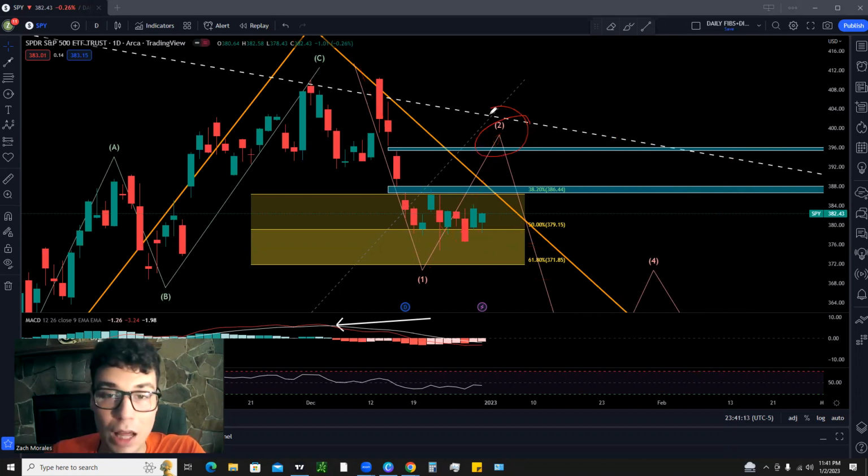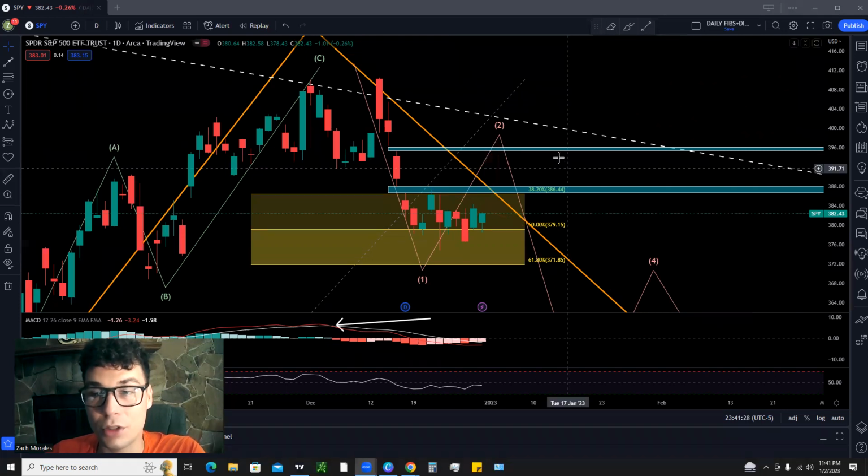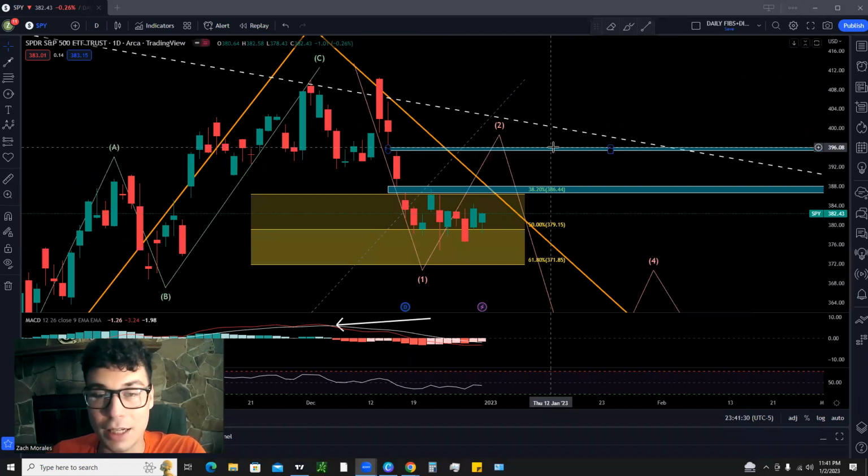wave two. I know a lot of people are actually very bullish when you look at a lot of the data. We're setting up for a lot of short squeezes in the stock market. So there's a very high potential that, hey, maybe if we break this little trend line right here, we could potentially get a move up on the S&P 500 to about 396.